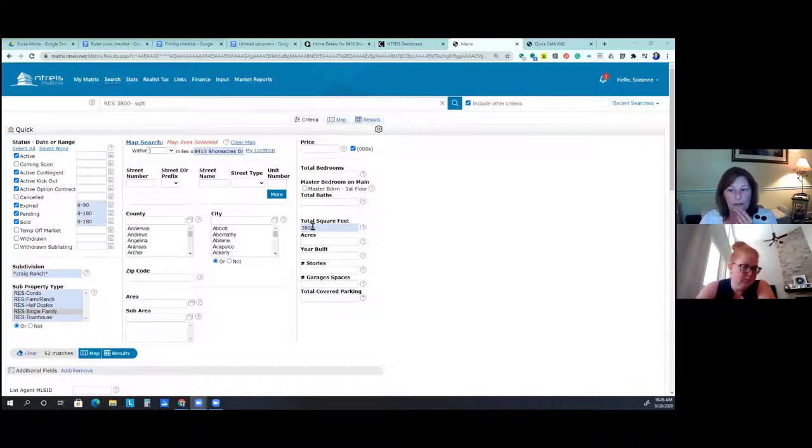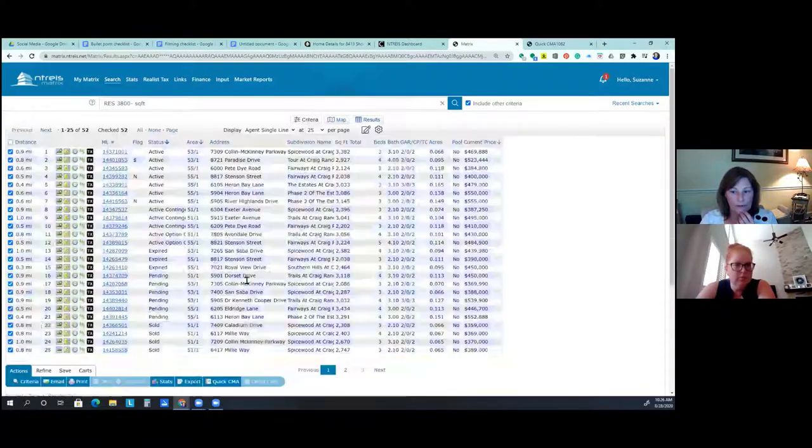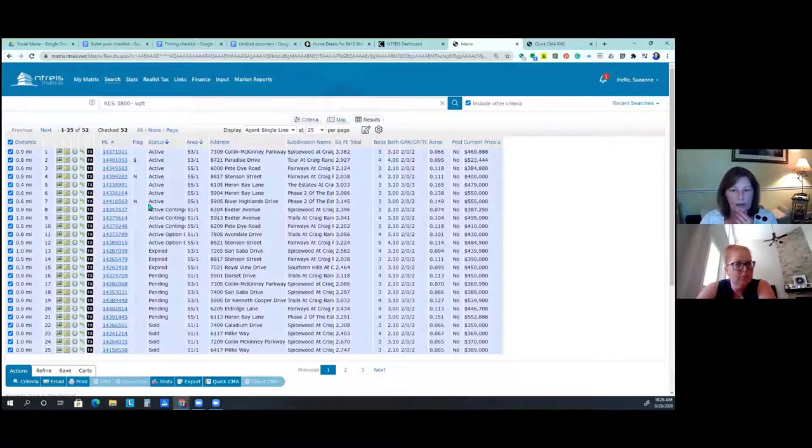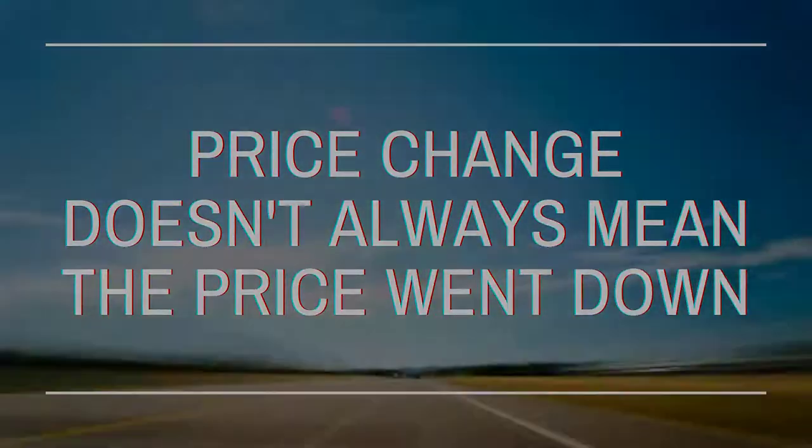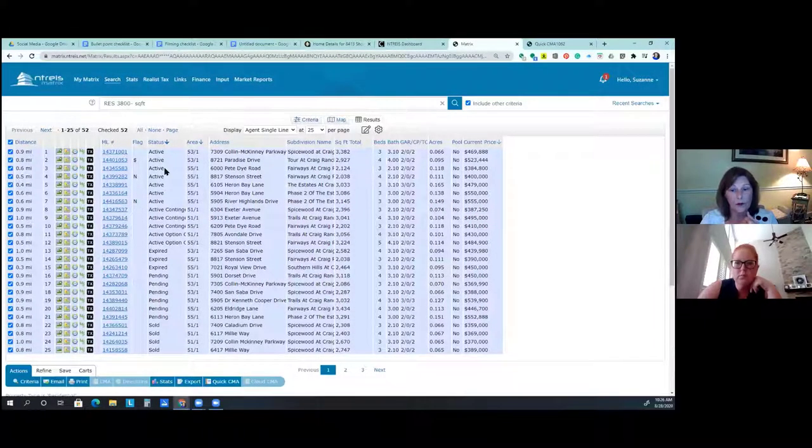So what I did was I narrowed this down for square footage, and then I got a result of about 52 properties. This is a list of them all. So I get them lined out, and I look at the actives. These two are brand new on the market. This one just had a price change, so they adjusted it. Just because it says price change does not necessarily mean it went down, because in a market that's going up, it may have gone up. Sometimes that's good to share with the seller because then they get an indication that the market is going up.